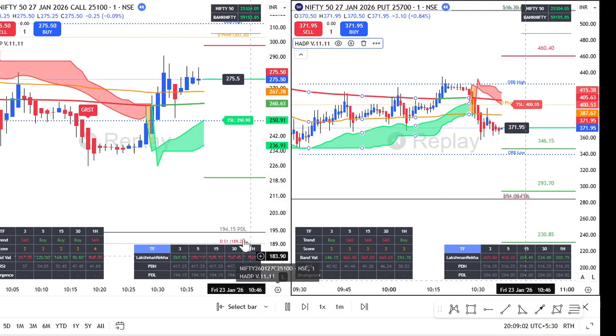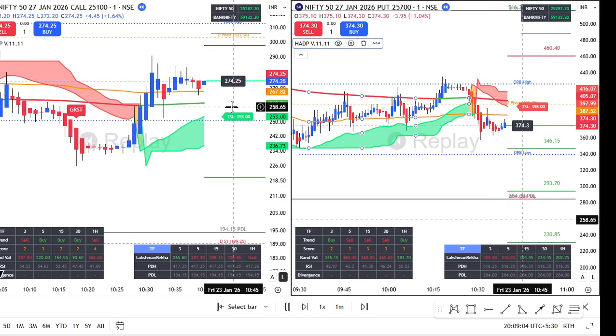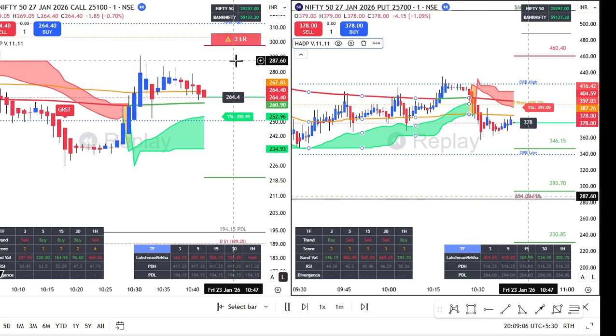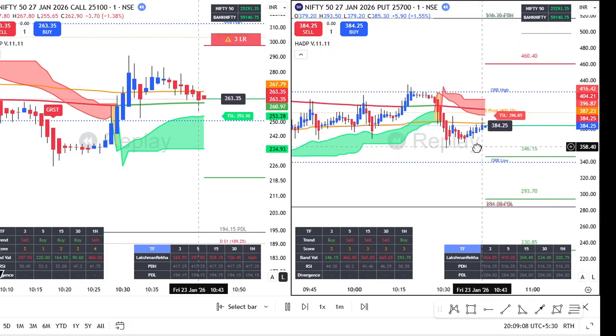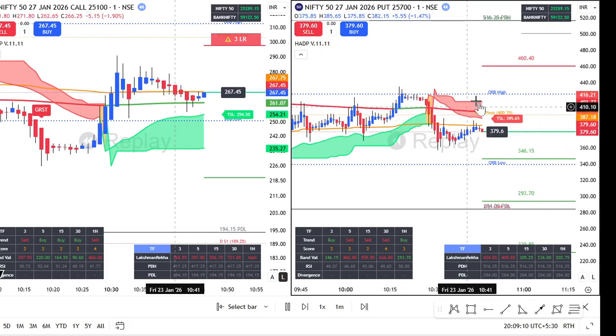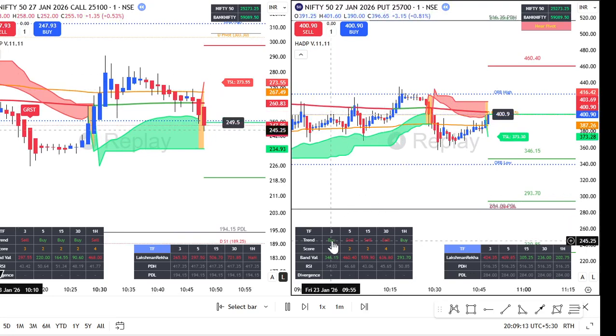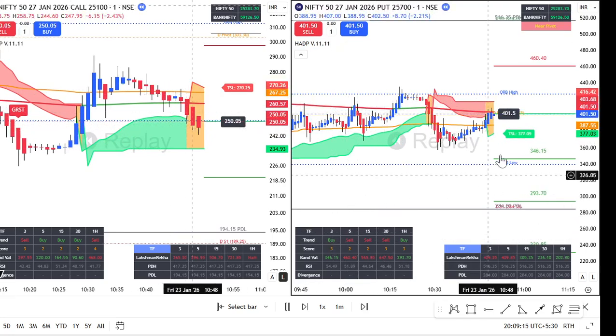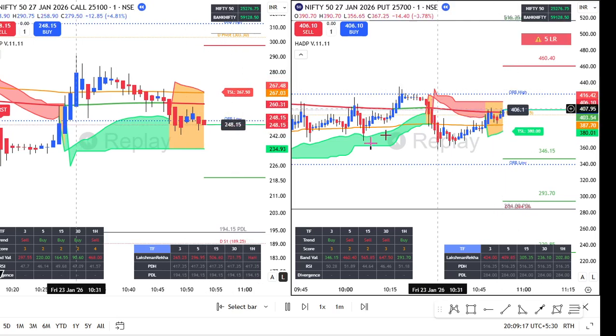Let's see what happened now. Now the band is all red. 3 minutes time frame is showing a buy. So any buy signal now is fine.